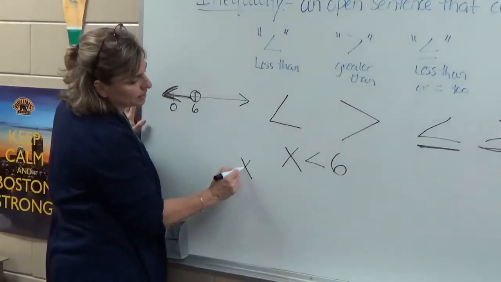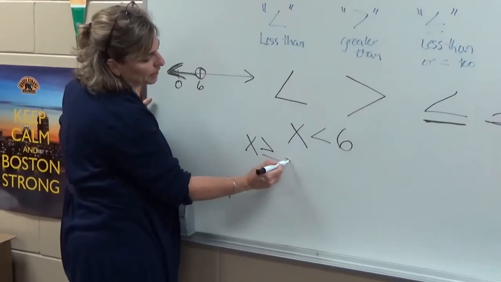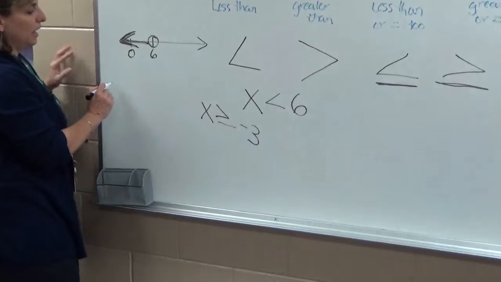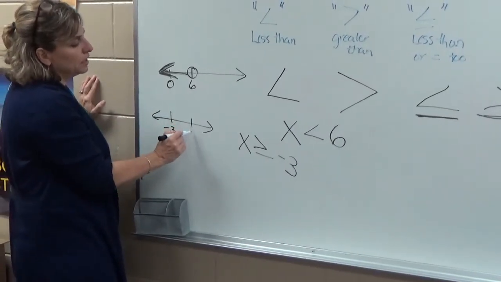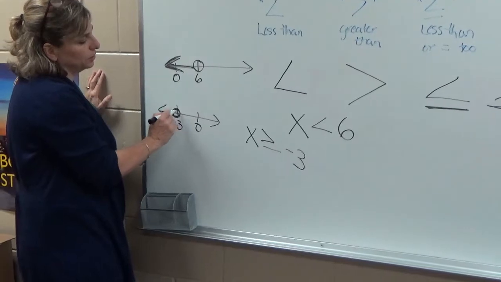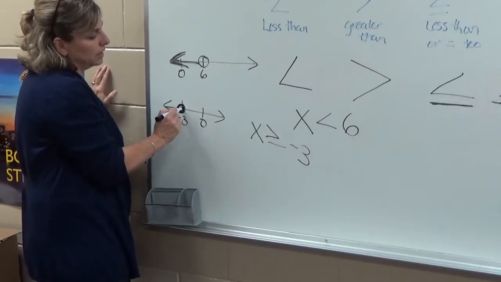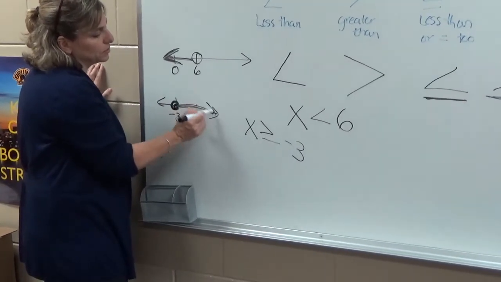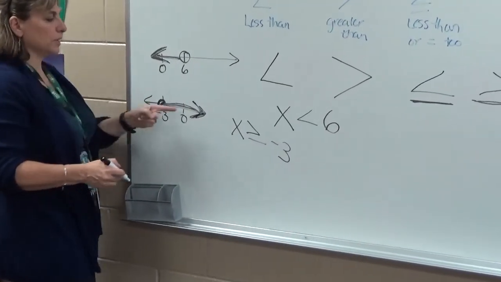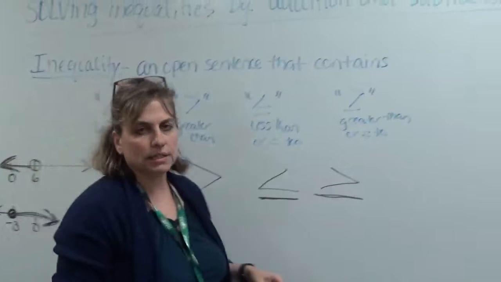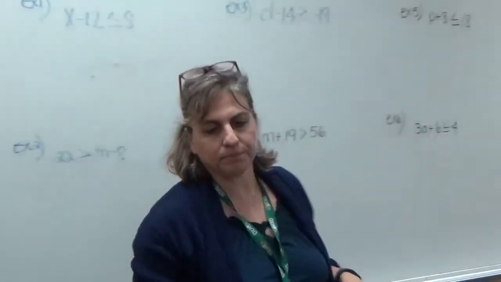Now if I said x is greater than or equal to -3, now I'm saying it's greater than or equal to -3. So -3 is included, so I'm going to color in the circle. But since it's greater than or equal to, all the answers are going to be higher than -3, so you would color in that way. Okay, let's look at your examples and how to solve them.